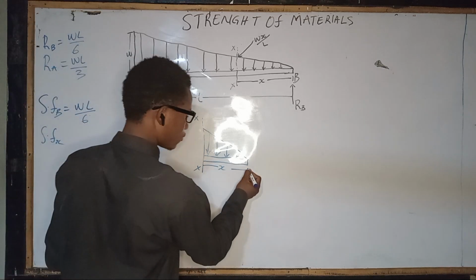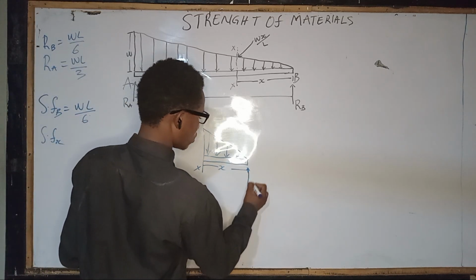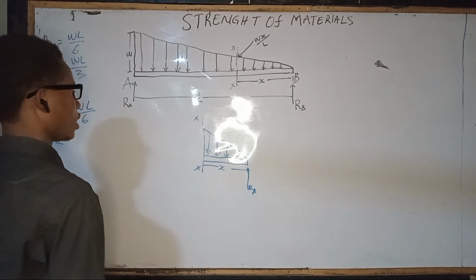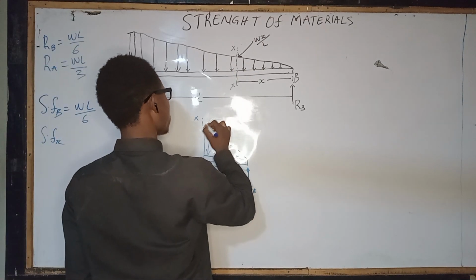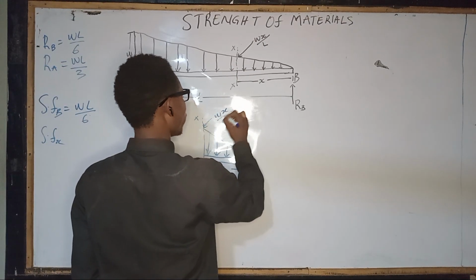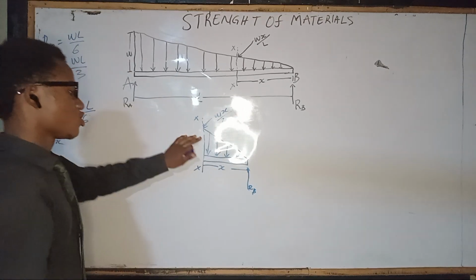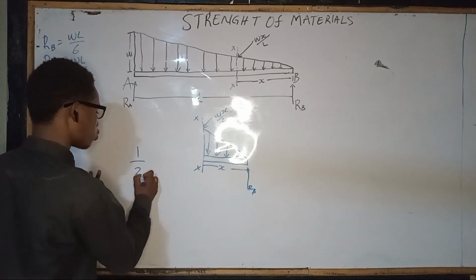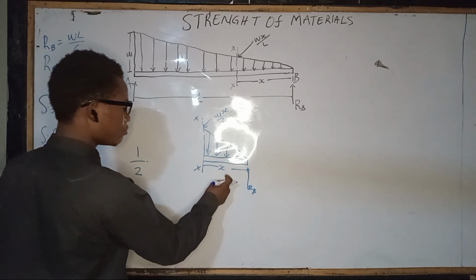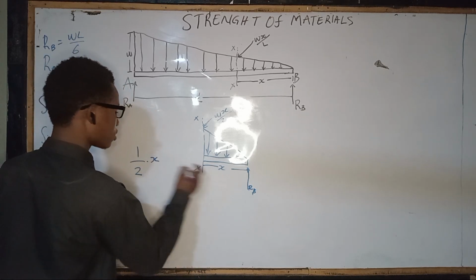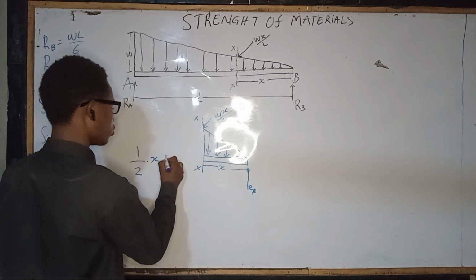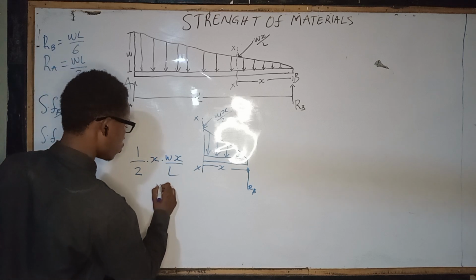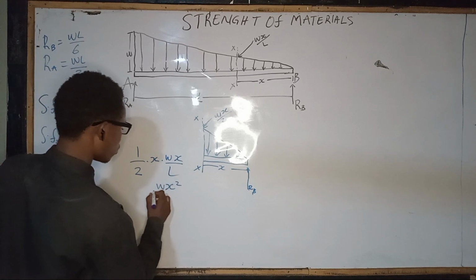Don't forget that we also have reaction B from here. And this total height is Wx over L. That will be the height of this. So if we are to calculate the shearing force of this triangle here, we have 1 over 2 times, what is our base? Our base is x times, what is our height here? Wx over L. So at the end of the day, we will have Wx square all over L.